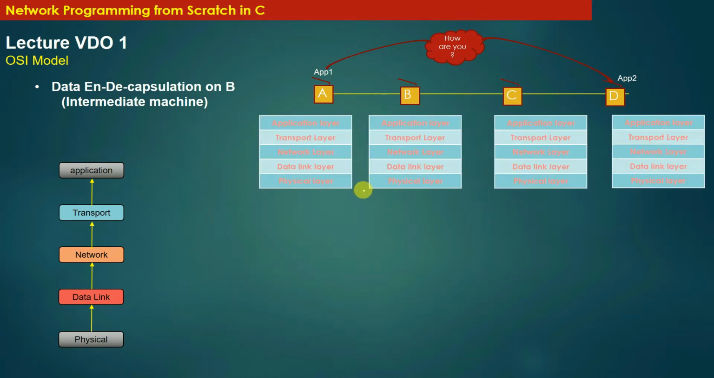Prediction. Now let us see what happens on intermediate machine, that is the machine B and machine C. We have studied the data encapsulation process happening on machine A, which is the sending machine, and we have studied the data decapsulation process happening on the receiving machine, that is the destination machine. But the TCP/IP stack of intermediate machine B and C also plays some role in forwarding the data. So let us see what happens in the TCP/IP stack with respect to machine B and machine C, which are neither sending machine nor receiving machine, but they are forwarding machines.